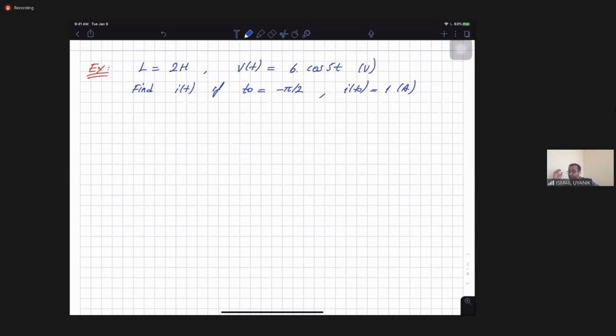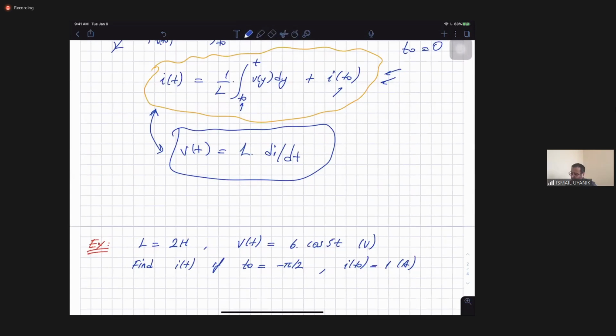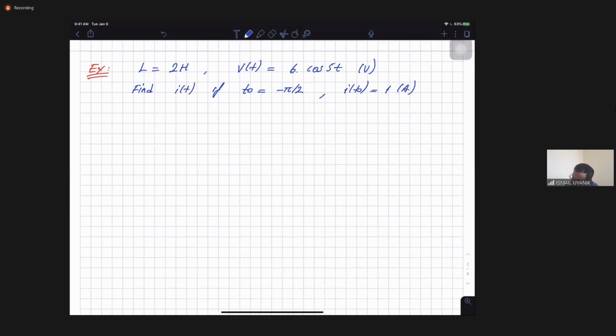Now we have a time-dependent function of voltage, and we are asked to calculate the current. If you remember our beautiful equations, we will be using this equation. We are given the initial time, so that is great. We are given the initial current value at that time, so that is great. I think we have all necessary parameters here to implement this function, right? So I will just plug them in and calculate the result. It will be very fast and very simple actually. So let's pick another color so that you can see the solution.